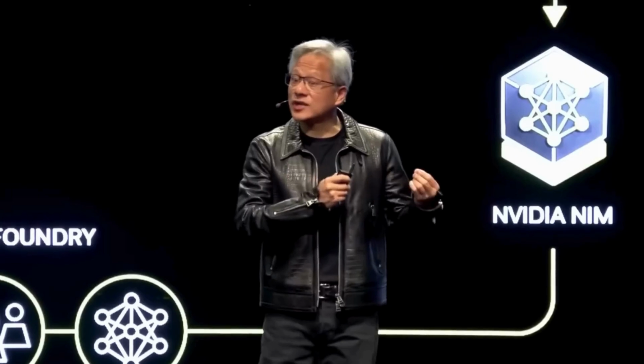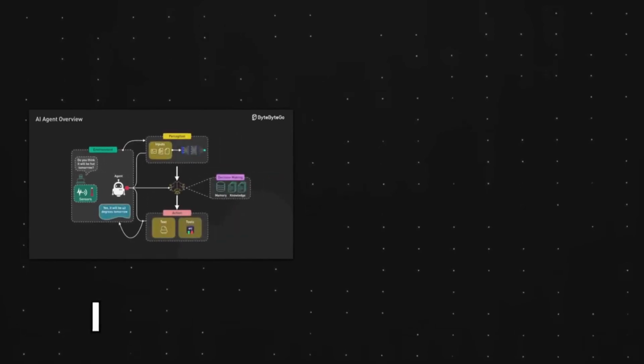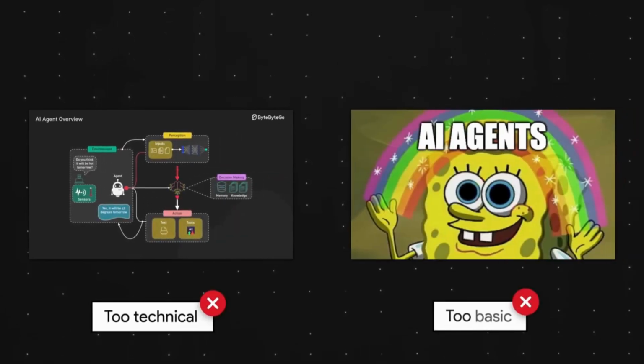AI. More agentic capabilities. An AI agent. Agents. Agentic workflows. Agentic. All right, most explanations of AI agents are either too technical or too basic.